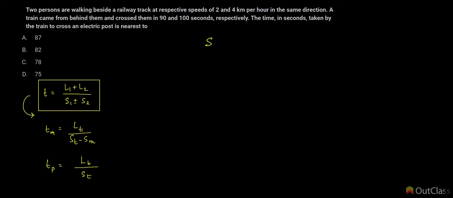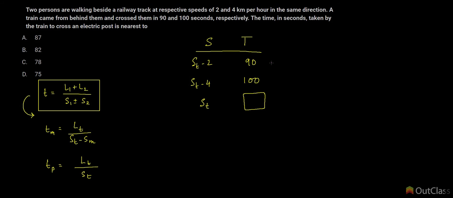So look at the speeds and the times that are given. Case 1, the time is 90 seconds and the speed is speed of train minus 2. And then you have speed of train minus 4, a smaller value for speed and a higher value for time. And then finally, when it is trying to cross the post, the relative speed is simply st, and we have to find the time for this. This is what we have.